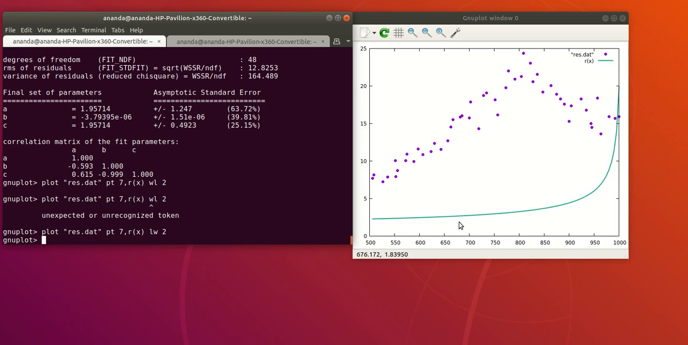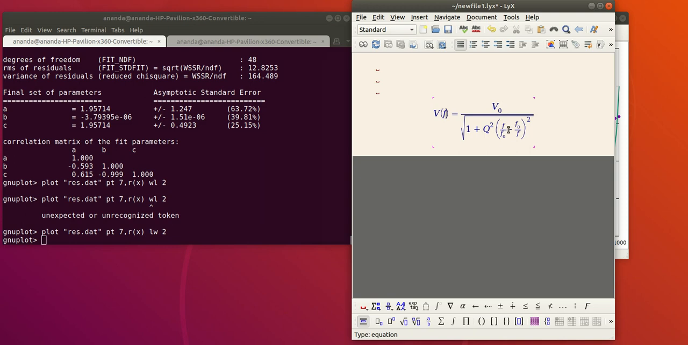But you notice, this is apparently the curve of the function that I tried to fit to this data, which is pathetically bad. Now the reason why this is so bad is not very difficult to understand. If you think back about the function that I was trying to fit, the maximum value of this function occurs when f is equal to f0. And that maximum value, of course, when f is equal to f0, this denominator becomes just 1, the maximum value is v0.